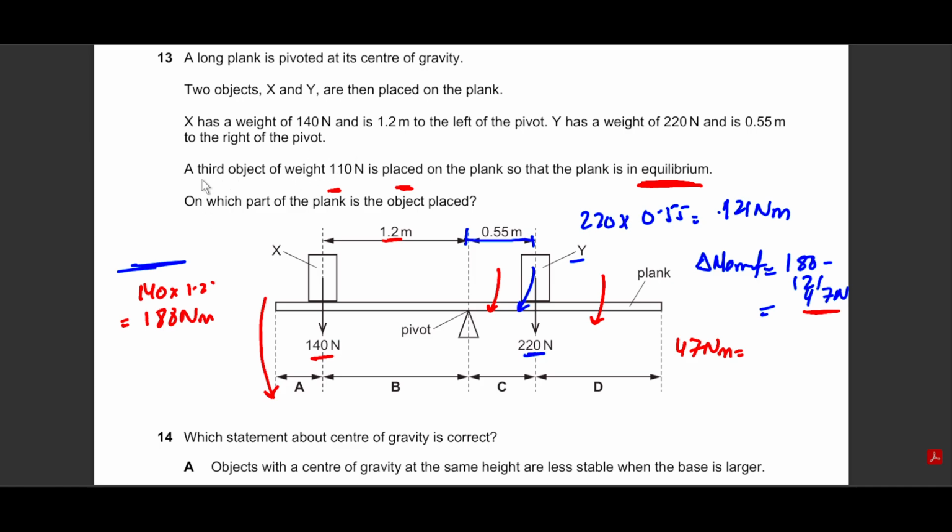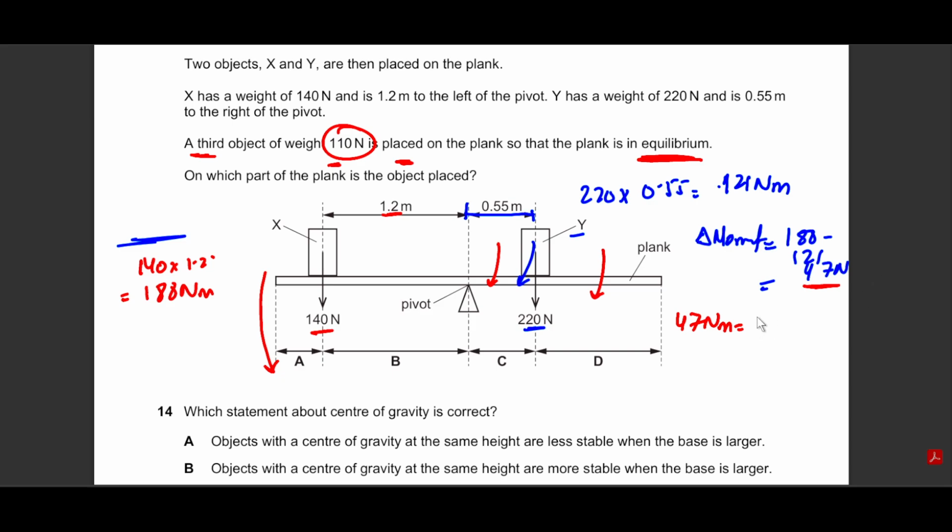If you notice, there is a third object of 110 placed somewhere along the plank. So force is 110 multiplied by distance, which we don't know. The distance comes out as 0.43 meters from the pivot, and it has to be on this side to favor the clockwise movement, because it's lacking. Since this is 0.43 meters from the center to this point, it definitely exists in this region, region C.